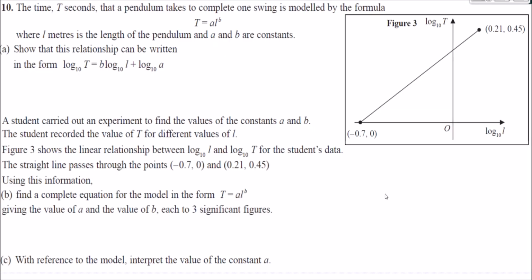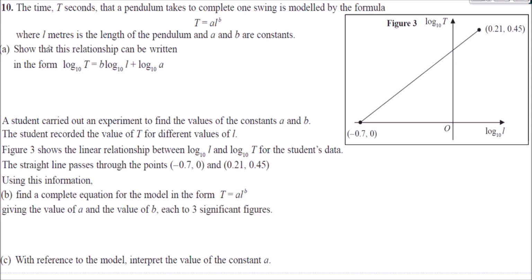Question 10 is talking about exponentials and logarithms. So the time in capital T seconds that a pendulum takes to complete one swing is modelled by the formula capital T equals A L to the power B, where L meters is the length of the pendulum and A and B are constants which we're going to need to find in a moment.